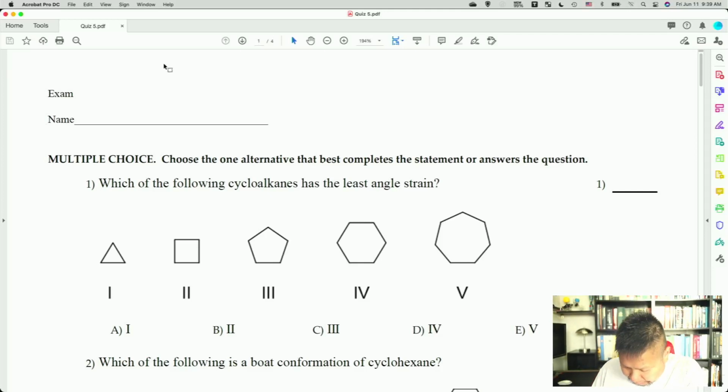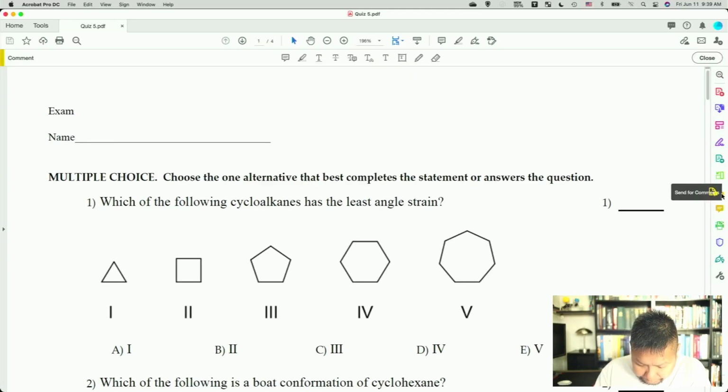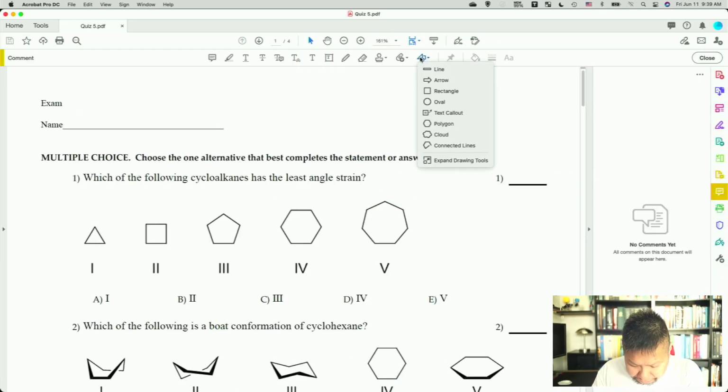So let's get started. Let me change to the drawing tool, like I always forget to do ahead of time. So it gets a little bit cumbersome. There it goes.